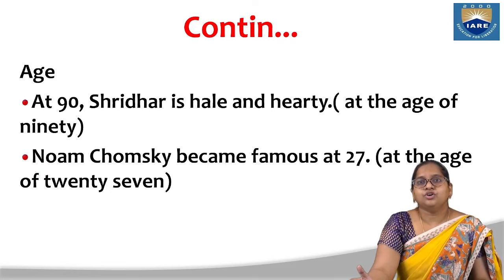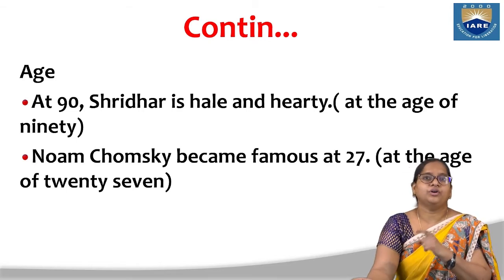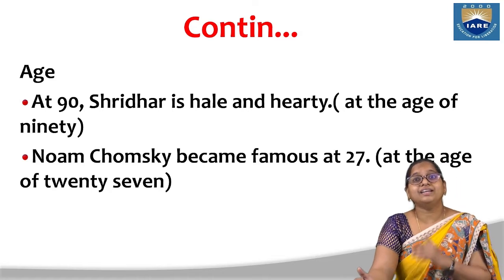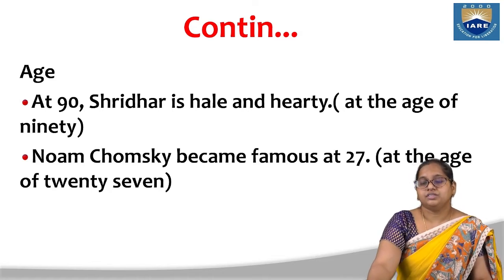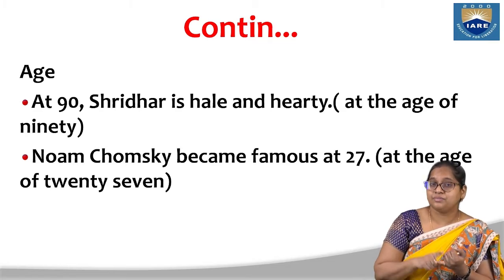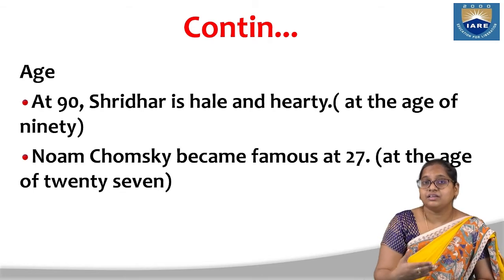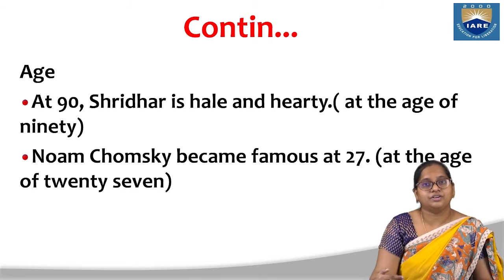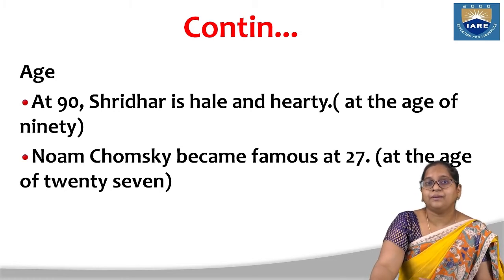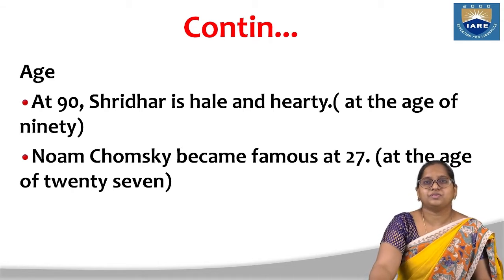Healthy. Noam Chomsky became famous at 27. See, you are referring to age by using the preposition at. He became famous at the age of 27. That is the sense of it. So till now we have seen that we can use at when we are referring to workplaces, temporary and permanent conditions, and also reactions. And now we see that related to age, we can use the preposition at.